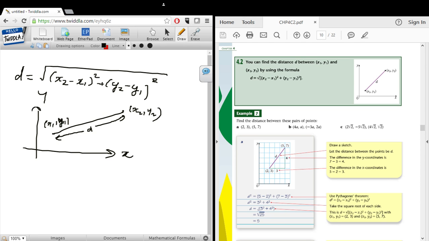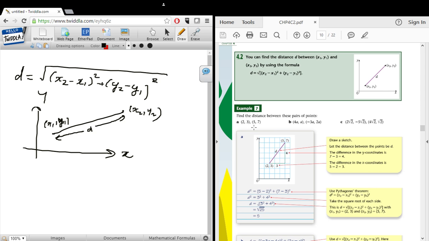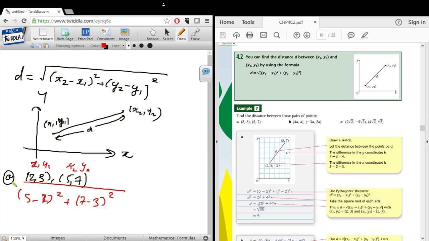So you need to find the distance between 2, 3 and 5, 7. So let's just do that example A. So we have 2, 3 and we have 5, 7. So we can just highlight the following. This is x1, y1, this is x2, y2. So let's plug them in. 5 minus 2 squared plus 7 minus 3 squared, square rooted.